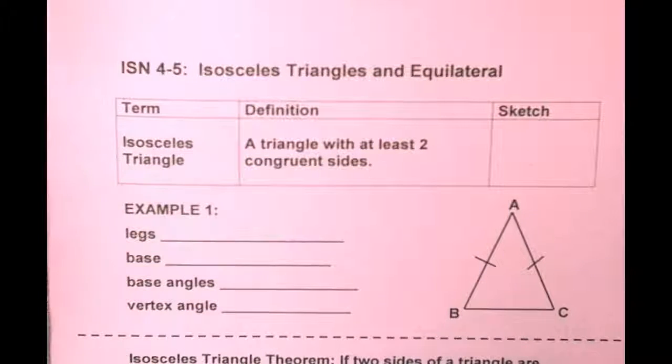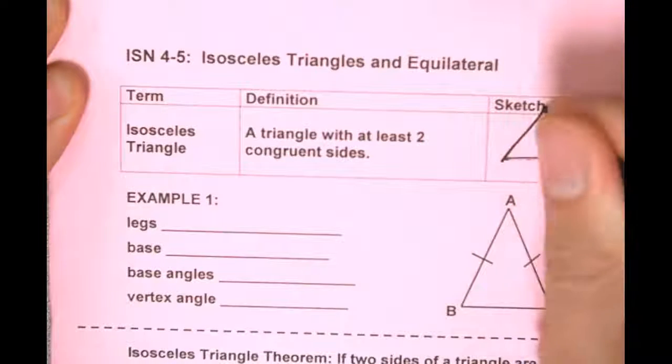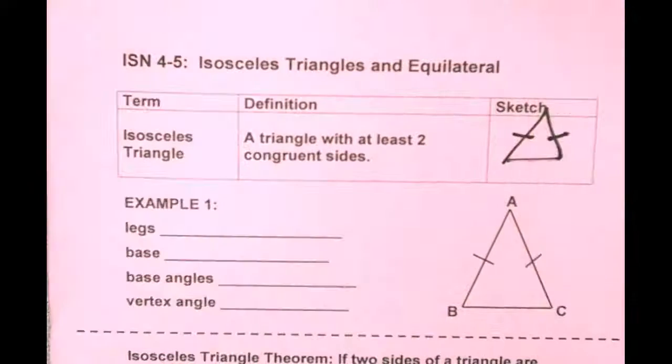Okay. Isosceles triangle. An isosceles triangle is a triangle with at least two congruent sides. So if you wanted to sketch it, it would look something like this. Two congruent sides.